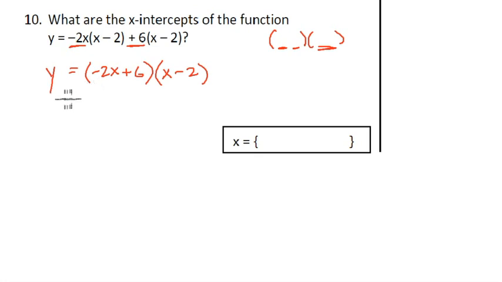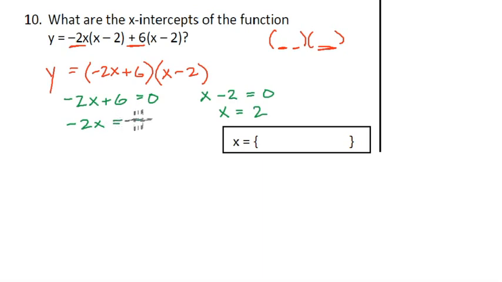We have to find the two numbers that change each of these binomials to 0. So now you just go through your zero product property steps like you would for a normal intercept form quadratic. This one's an easy one. Add 2 to both sides and you get x equals 2. On this one, we're going to move the positive 6 to the other side by subtracting 6. So now we have negative 2x equals negative 6. And now we'll divide both sides by negative 2.